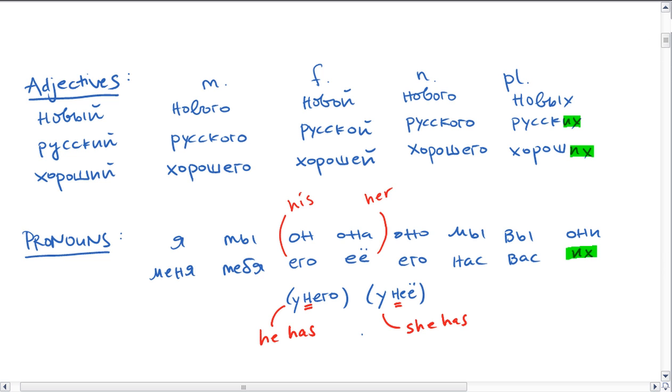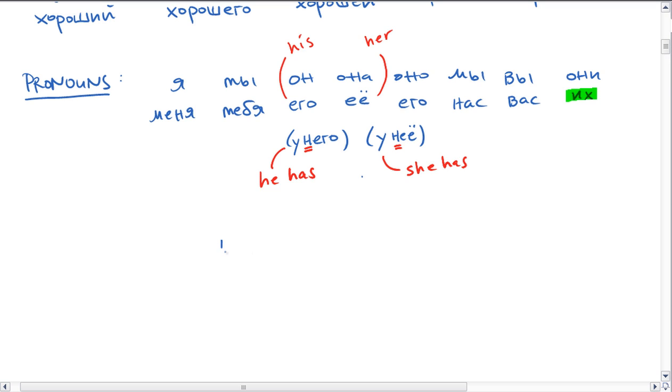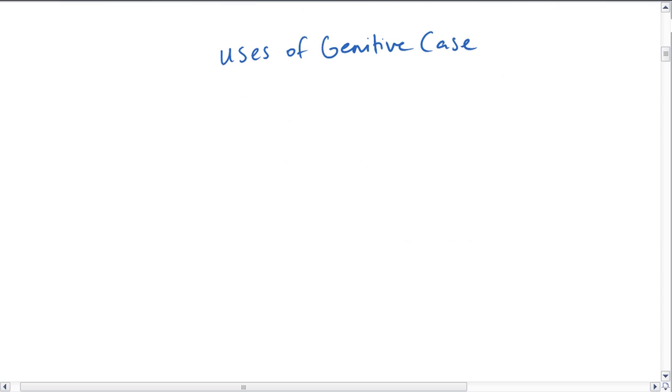Okay, so when do we use the genitive case? We use it all the time, right? We use the genitive case when we have a direct object in the accusative case, and that object is animate, right? If it's a masculine animate noun, it is in the genitive case. So we're a little bit familiar with it already. And then we also, let's see, uses of the genitive case.